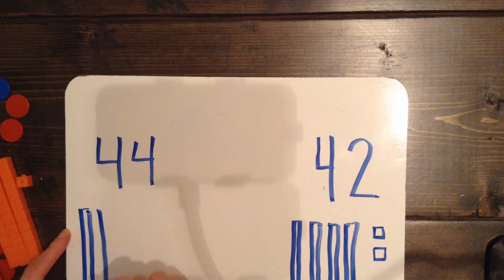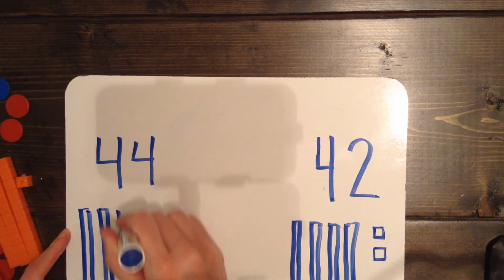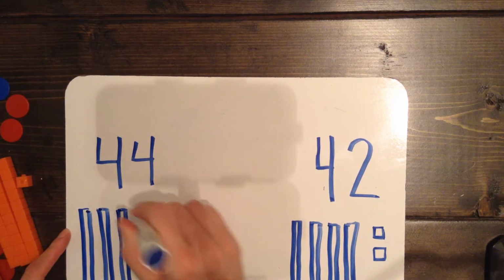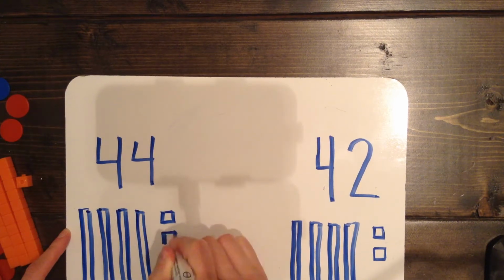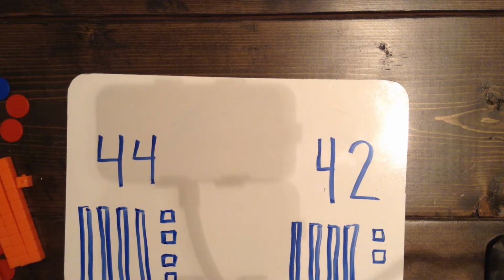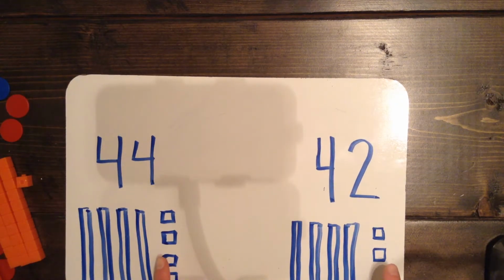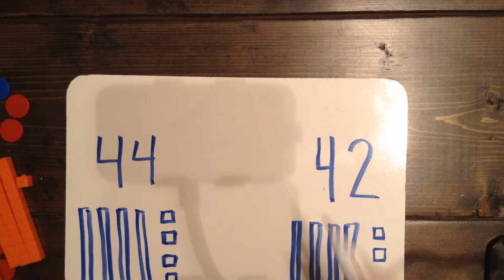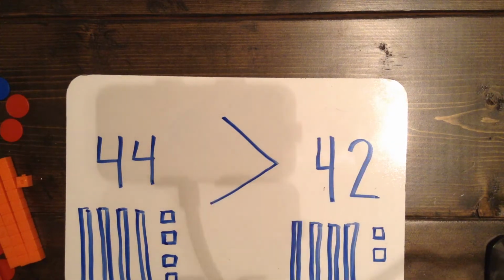10, 20, 30, 40, 41, 42, 43, 44. Let's see, can you tell which number is bigger now? They both have the same number of tens blocks, but this number has more of the ones. If I cover up those two, they're exactly the same, but this one is definitely 2 bigger. That means the alligator's mouth points this direction. 44 is bigger or greater than 42.